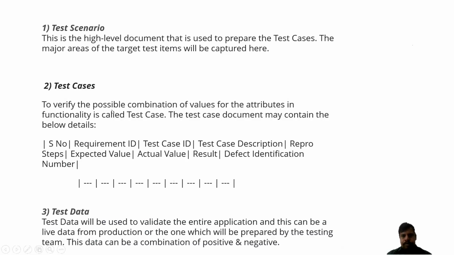Test cases. To verify the possible combination of values for the attributes in the functionality is called a test case. The test case document is like an Excel sheet which contains columns: serial number, requirement ID, test case, test case description, repro steps, expected value, actual value, result, defect identification number. Like that, in this particular stage, a table will be prepared containing all these attributes.